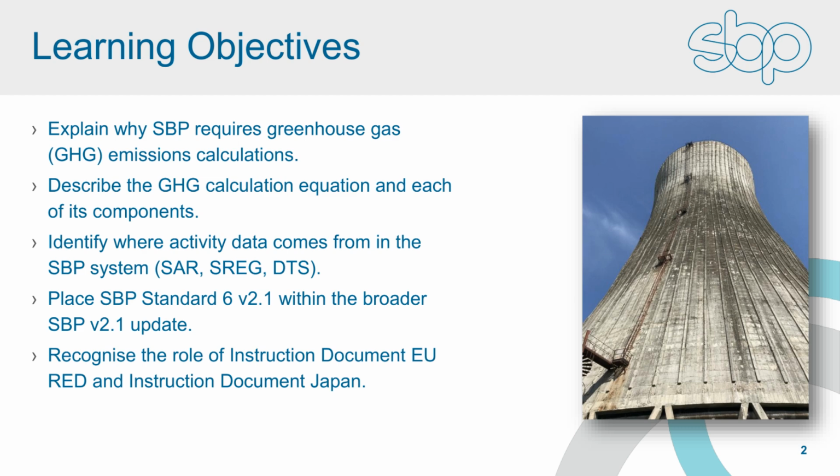By the end of this module, you will be able to do 5 things. Explain why SBP requires GHG calculations. Describe the GHG calculation equation and its components. Identify where activity data comes from in the SBP system, in the SAR, the SREG, and the data transfer system. Place SBP Standard 6v2.1 in the broader v2.1 update of the standards. And recognize the role of the two instruction documents that support Standard 6, Instruction Document EU Red and Instruction Document Japan.